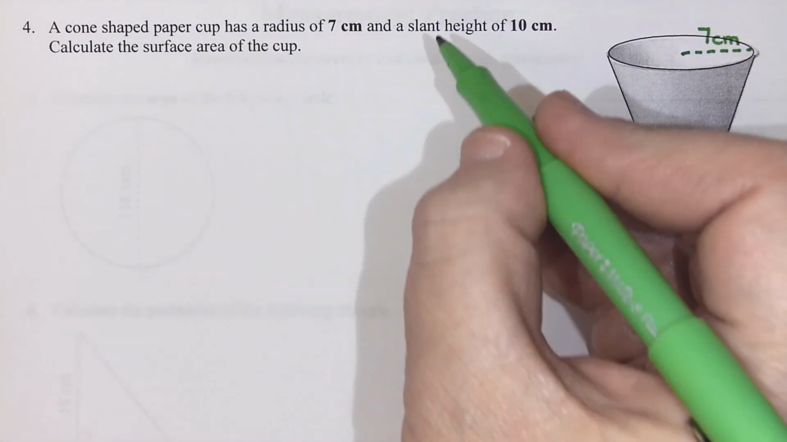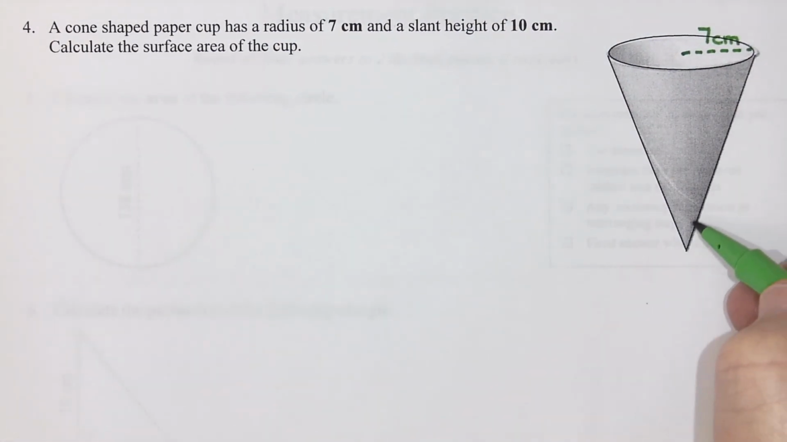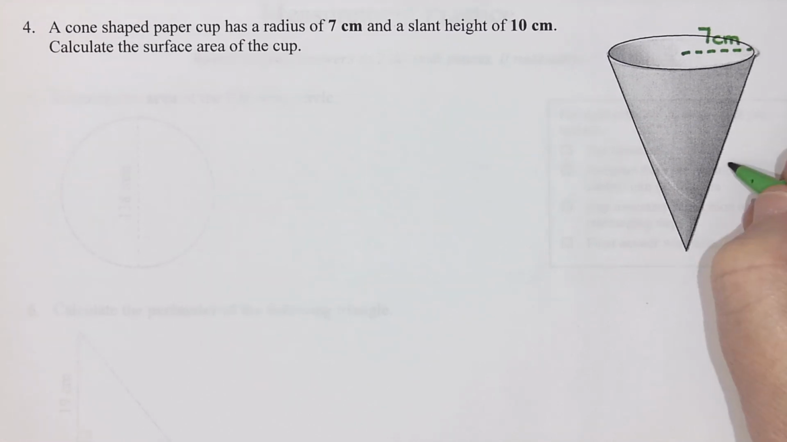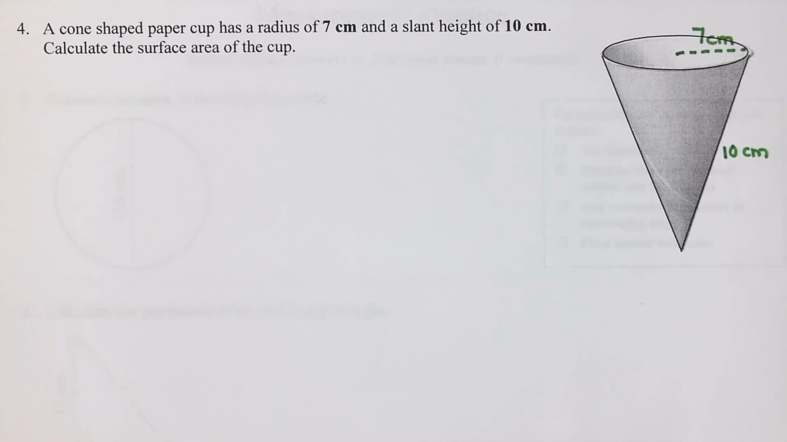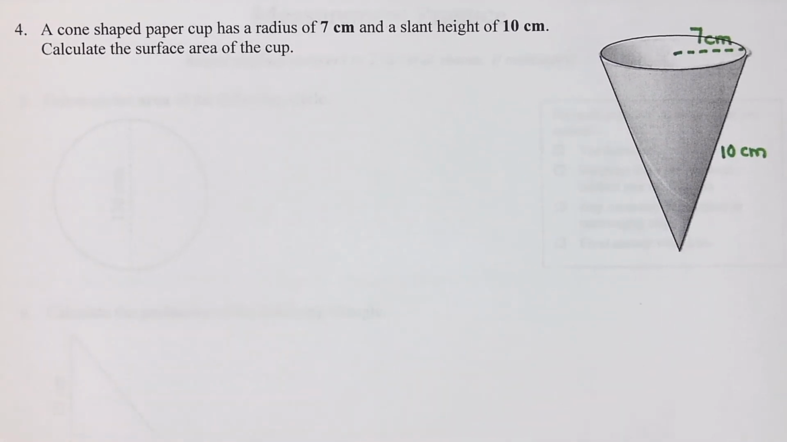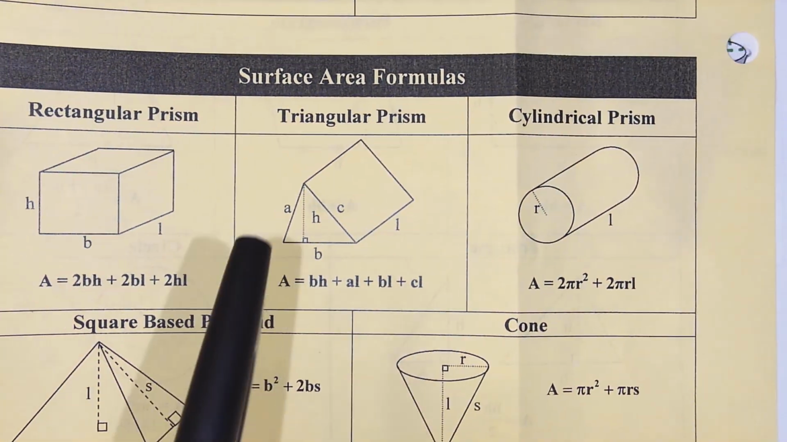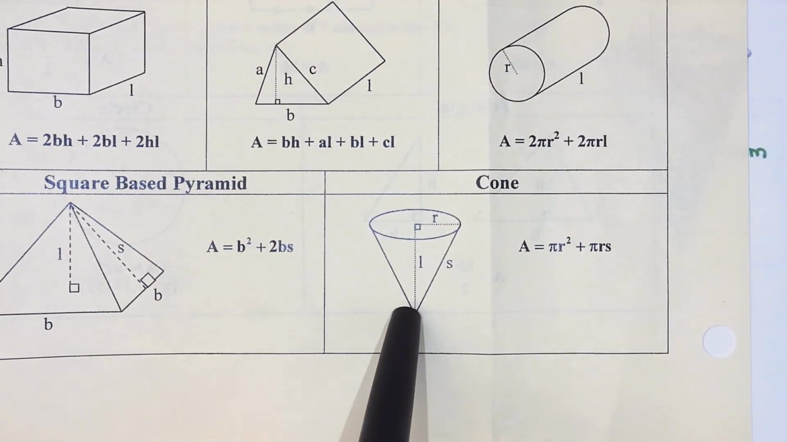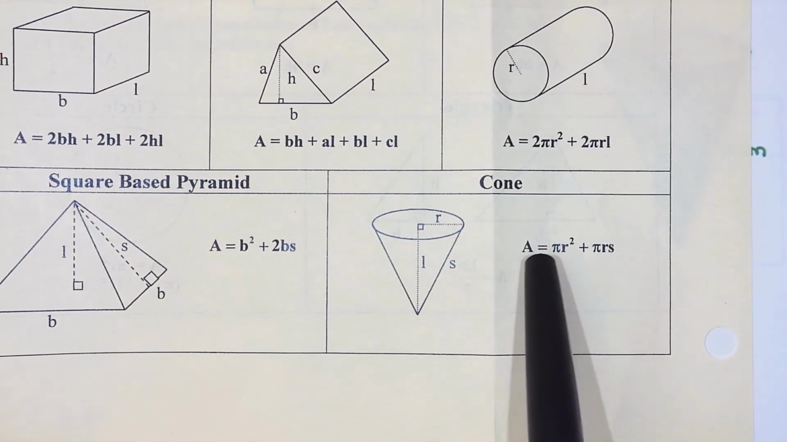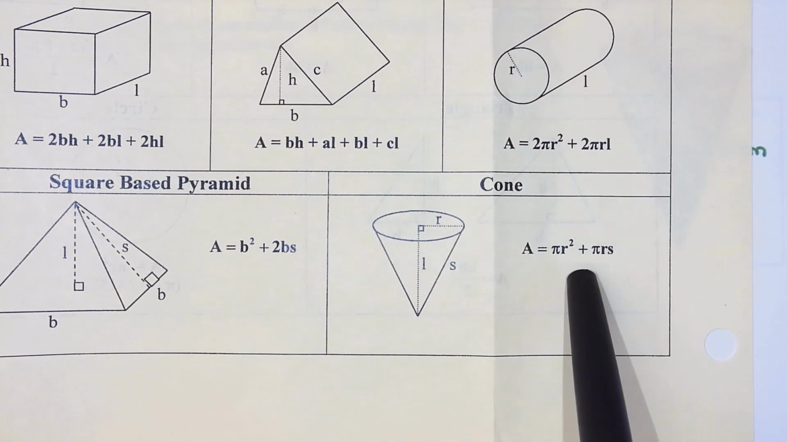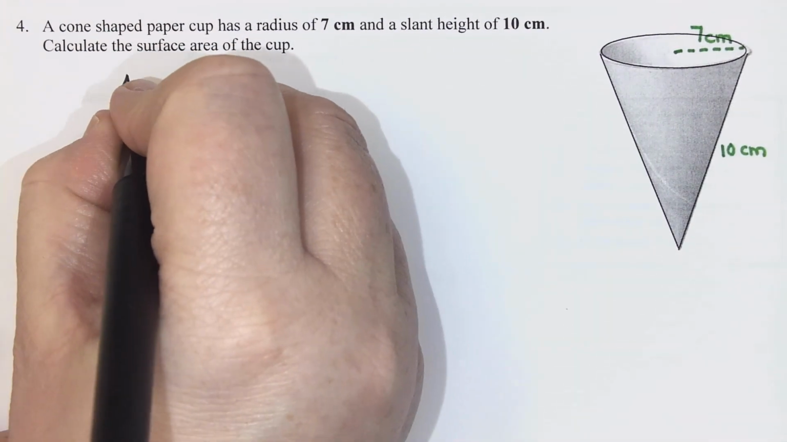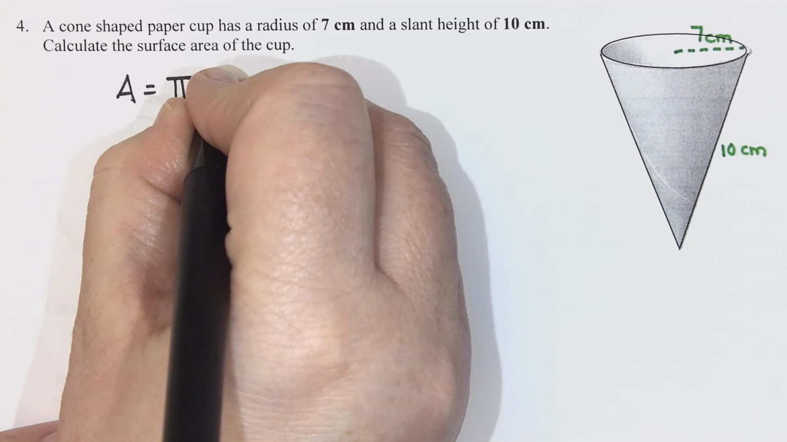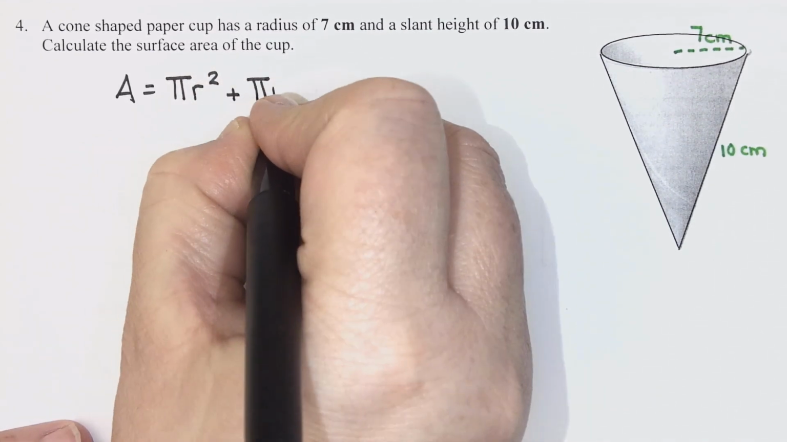Okay, the slant height. The slant height is the slanted side on the outside of the cone. So that's this part here, which is going to be 10 centimeters. Okay, this question is asking us to find the surface area of that cone. So if I take a look at the surface area formulas and I find the cone, it says that the area is pi r squared plus pi rs. So I'm going to write that down. So my area is pi r squared plus pi rs.